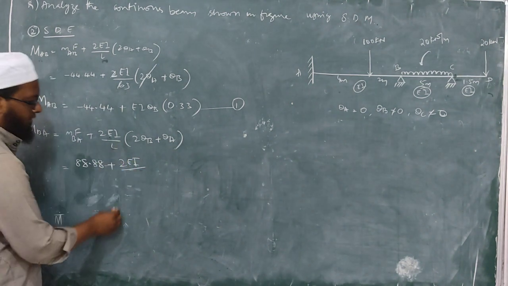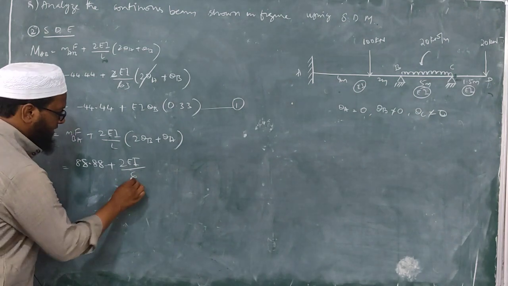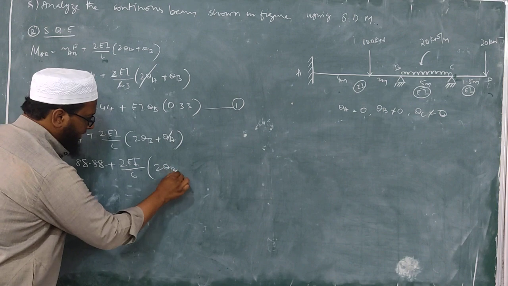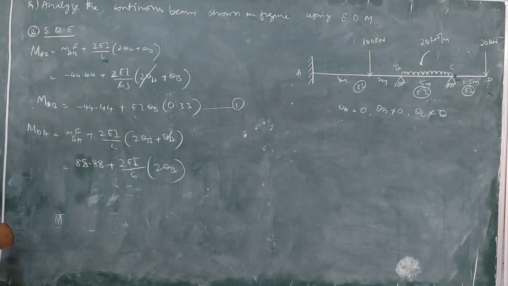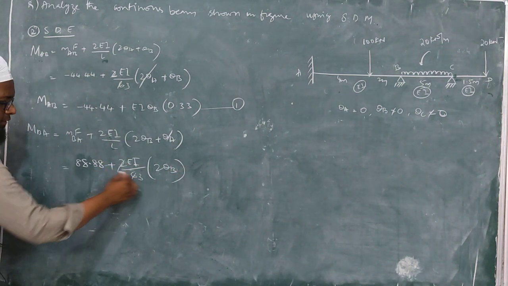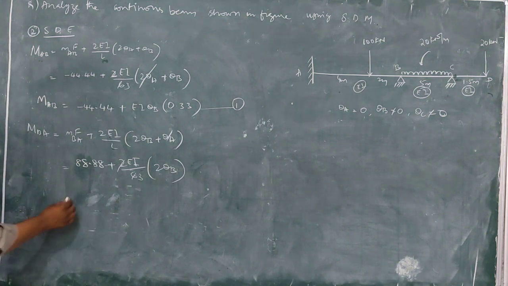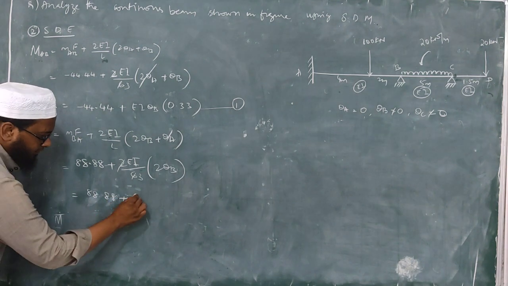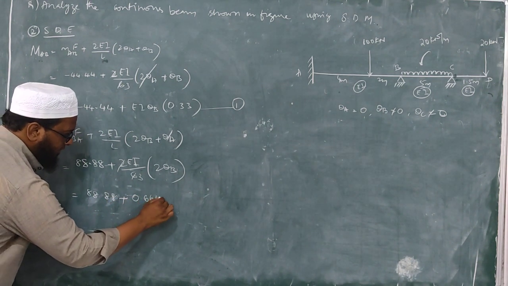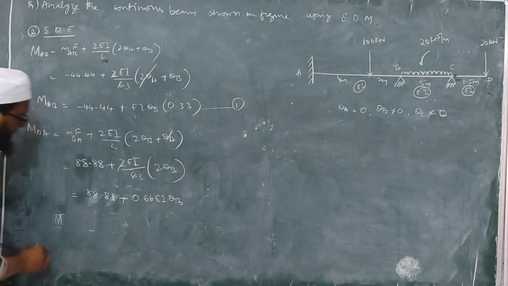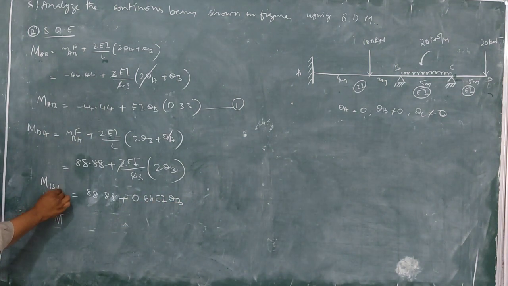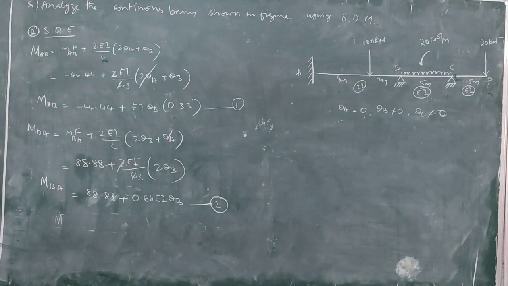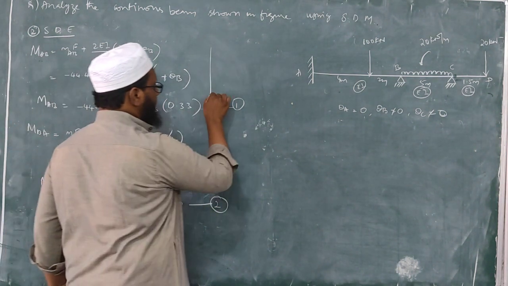EI by L. What is L? 6. Yes, BA is 6. Then theta A will become 0, so 2 theta B will be there. What will happen here? 2 ones are 2, 2 threes are 6, so 88.88 plus 0.66 EI theta B. This is MBA, equation number 2.